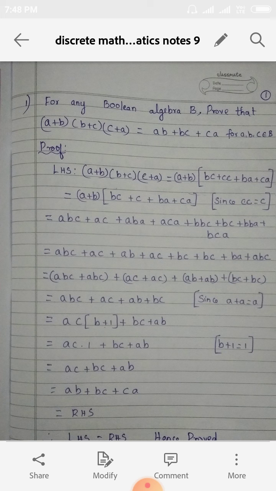Dear students, today we are going to see some problems in the second unit, that is Boolean algebra. Okay, see the problem. This is a very important 5 marks question. Just listen. What is given: for any Boolean algebra B, we have to prove that (A + B)(B + C)(C + A) = AB + BC + CA for every A, B, C belongs to capital B. That is, we have to prove that.